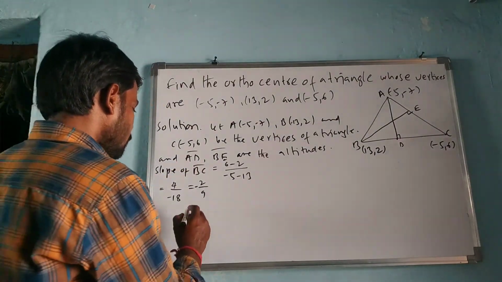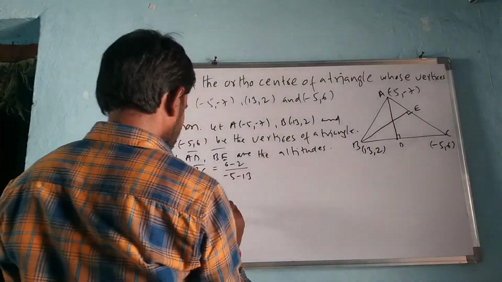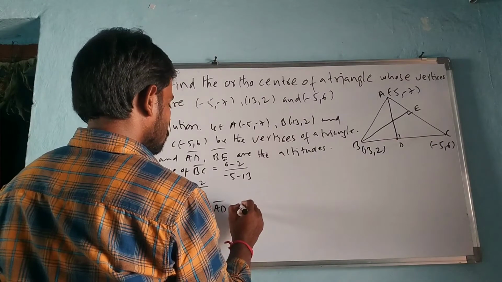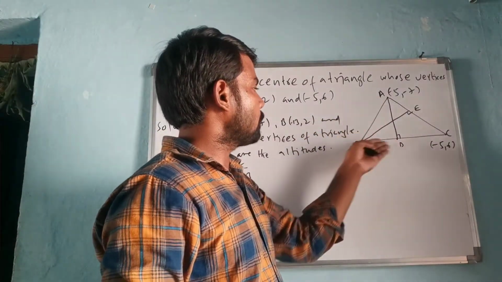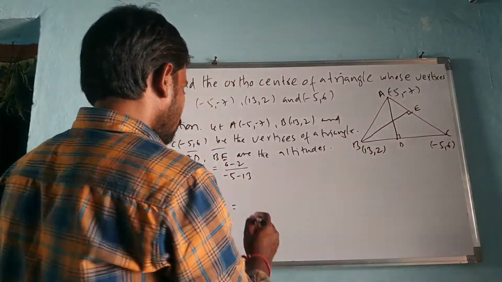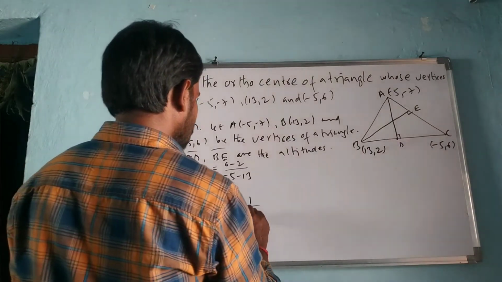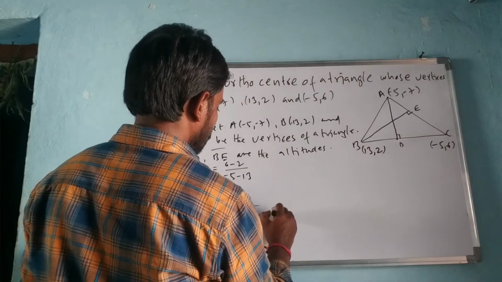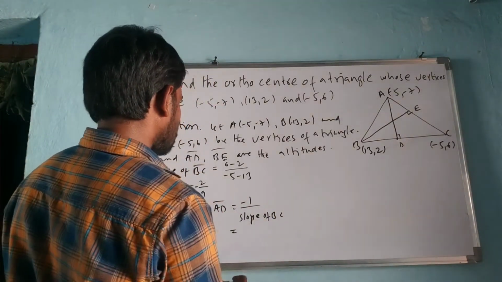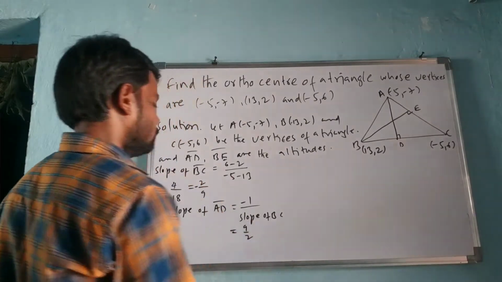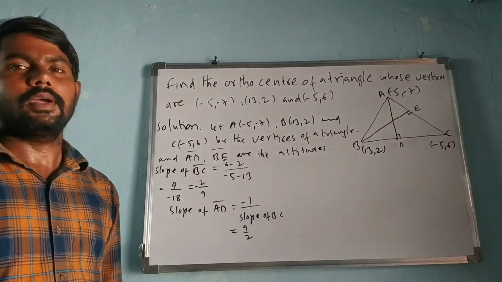Now we can find the slope of AD. Since AD is perpendicular to BC, the slope of AD is nothing but minus 1 by the slope of BC. This gives 9 by 2. So the slope of AD is 9 by 2.